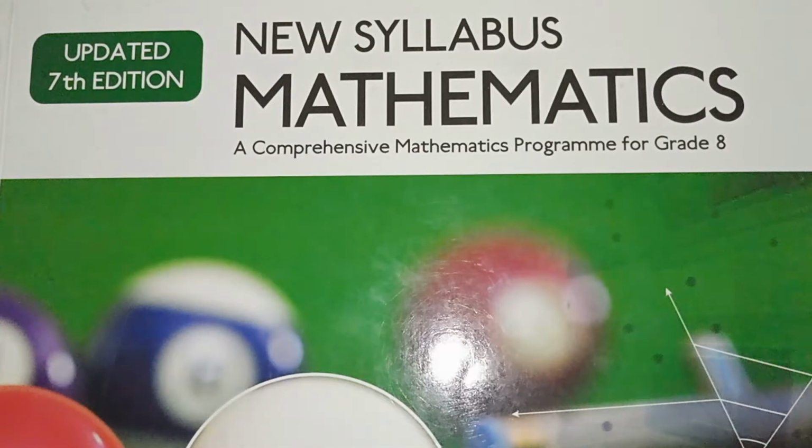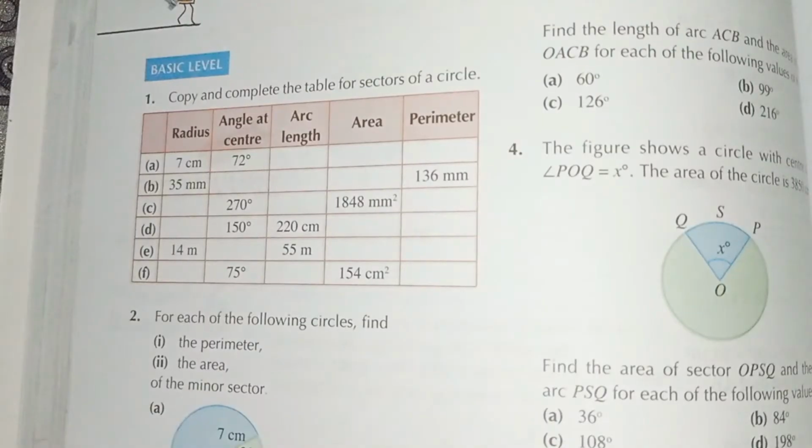This is the book D3 updated 7th edition, and today we will do exercise 8b. This exercise is about the area of a sector. Let's start, students. Now students, question number 1, copy and complete the table for sector of a circle. We have to complete that table.